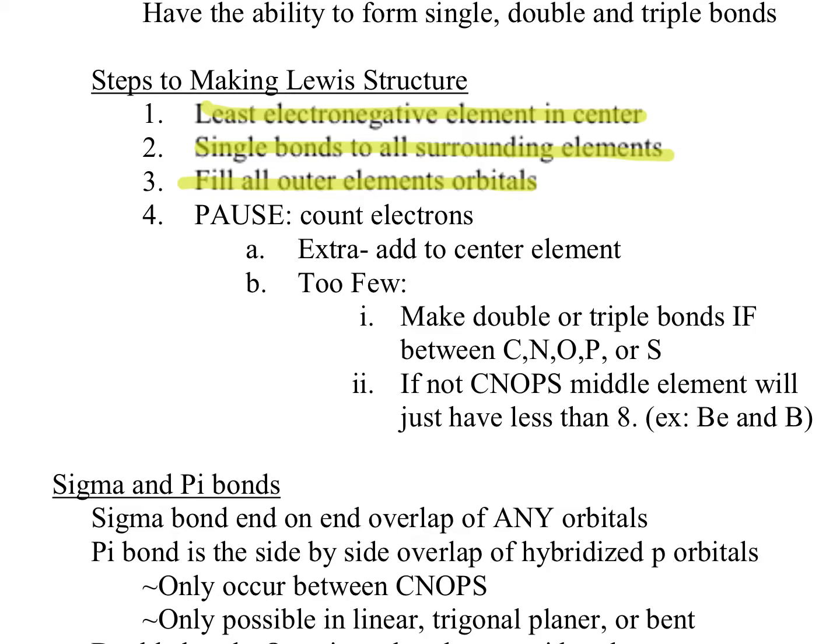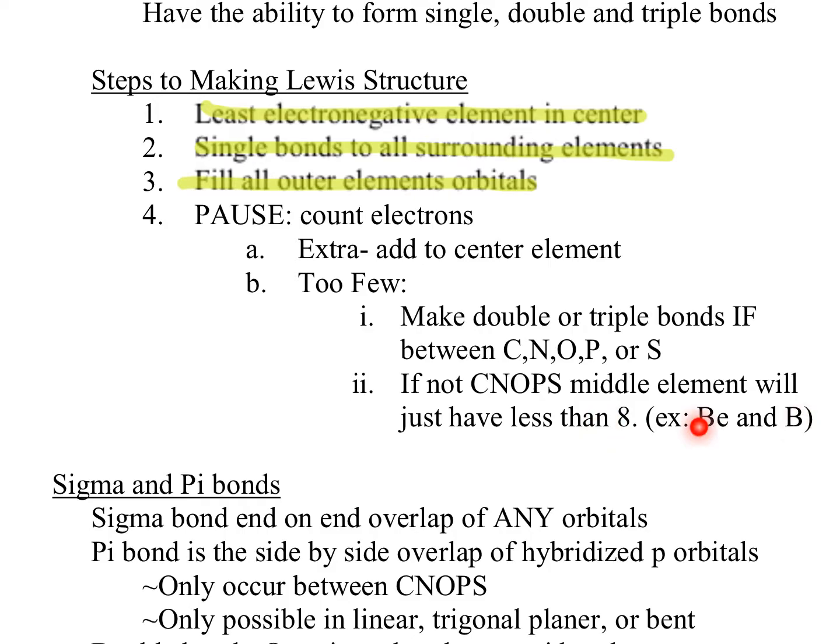If the central atom is not carbon, nitrogen, oxygen, phosphorus, or sulfur, it's not capable of creating double or triple bonds, then it's just out of luck. It won't get 8 valence electrons. The most electronegative ones that are surrounding it, they will get the valence electrons, and the central atom will just have less than 8. We see this very often when we're looking at beryllium and boron.